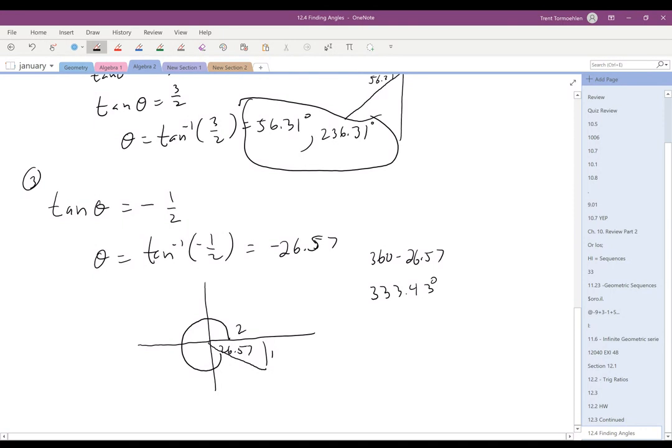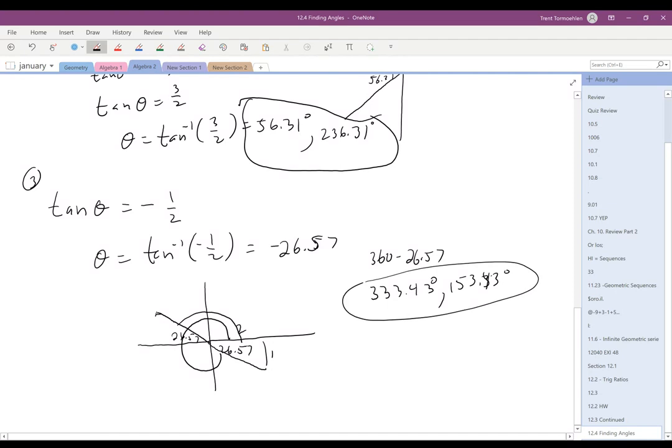But the other place that tangent is negative is in the second quadrant. And so we use a 26.57 reference angle here. So it just turns out to be 180 minus 26.57. So the other answer for this one is 180 minus that, which would be 153.43 degrees. So both of those work as answers.